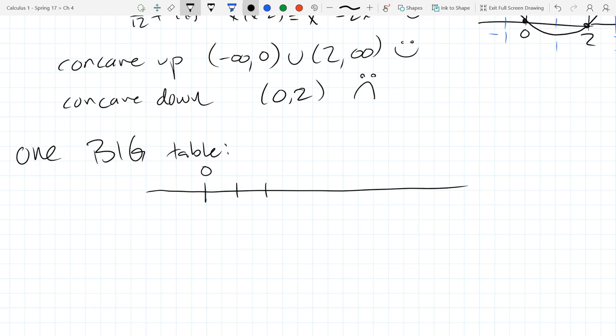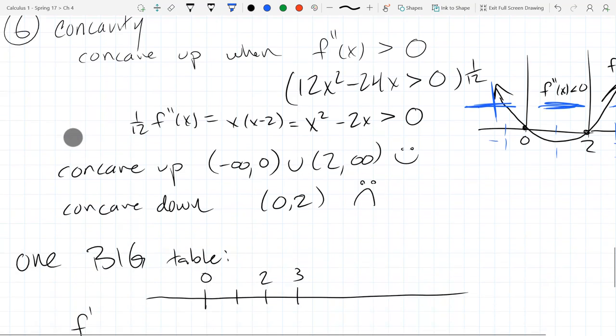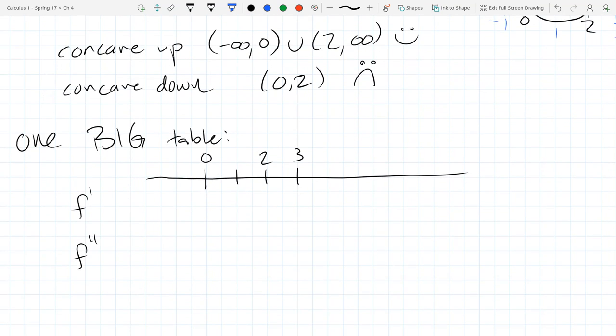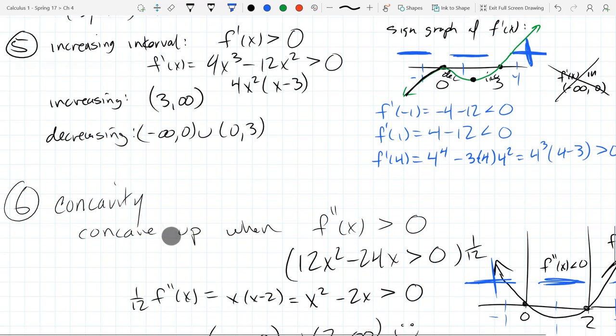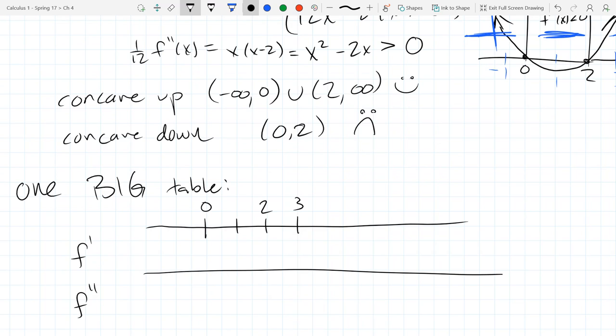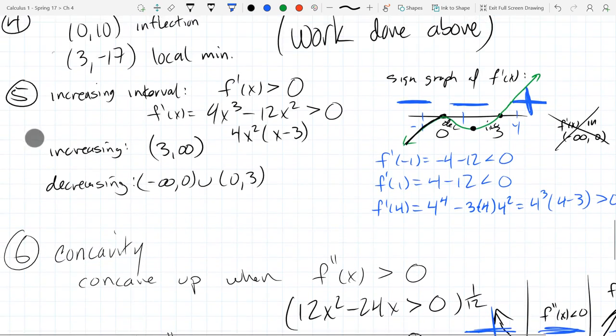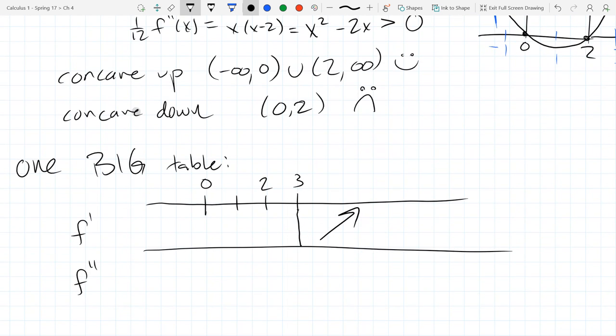Zero, two, three. This is number 7. I'm just summarizing 5 and 6, basically, into one big table. So f prime was, let's see, increasing 3 to infinity. And f prime was decreasing somewhere else, negative infinity to 0 and 0 to 3. I'm just drawing down to the right, up to the right, depending on if we're increasing or decreasing.